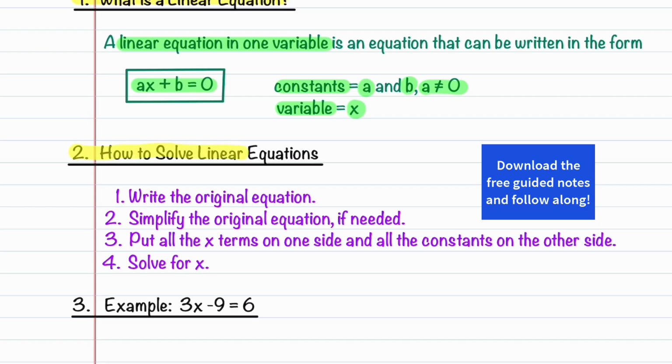I've outlined 4 steps that we can follow to solve any type of linear equation. I'm not going to go over these steps right now, but we'll go through them as we solve each of our different examples.